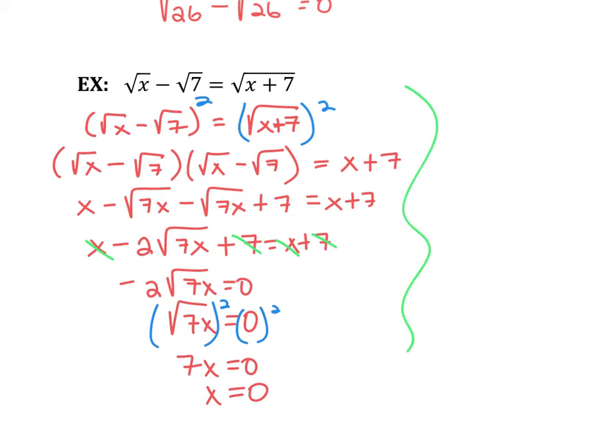All right, so let's go through now and check out our potential solution of x equaling 0. So if we plug in 0 for x on both sides of the original equation, we would get the square root of 0, which is obviously 0, minus the square root of 7. Is that going to be equal to, if we plug a 0 in for x on the right-hand side and simplify the radical, we would get the square root of 7. So negative square root of 7 is not going to be equal to a positive square root of 7. Obviously that does not work.